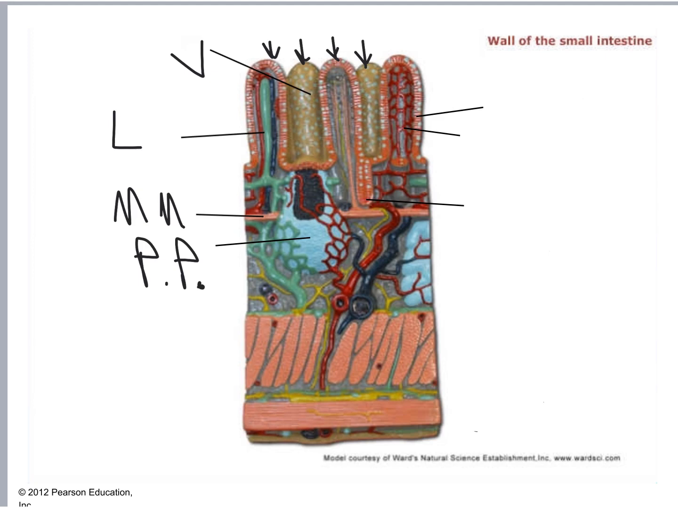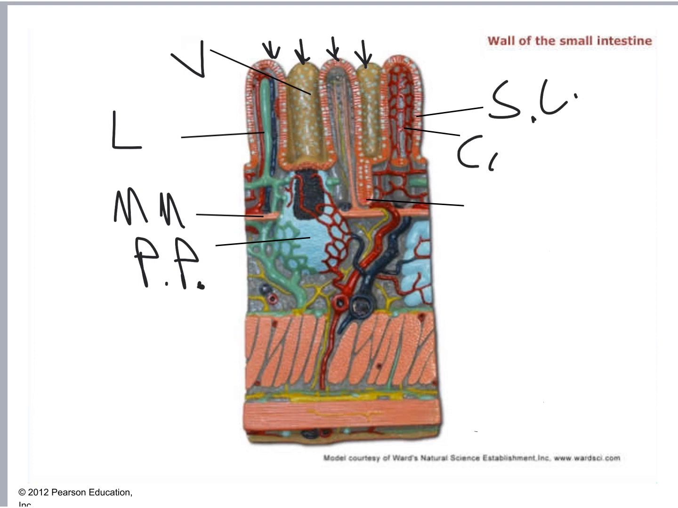And then we can see all the cells that line on the outside. The cells that are on the outside, those are the simple columnar cells. So these are the absorptive enterocytes. Anything that's in the lumen that wants to be absorbed into the circulation has to go through these absorptive enterocytes. This is the simple columnar epithelium.